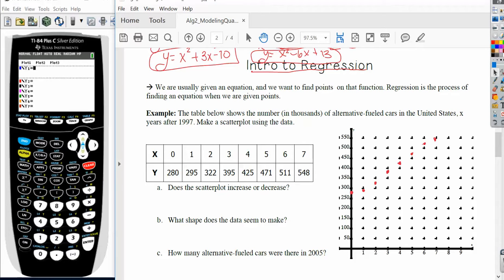So if you take a look at this, would you say it's increasing or decreasing? Well, hopefully you'd say it's increasing. And what shape does it seem to make? Well, I think it looks pretty close to a line, wouldn't you agree? It makes a linear pattern.